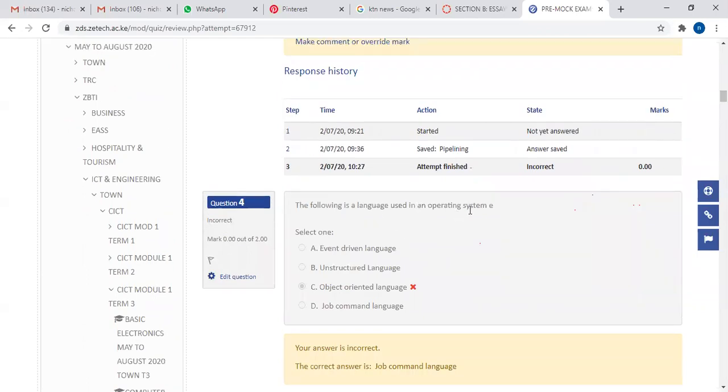The following is a language used in an operating system, except. I think here we had an omission of except. Event-driven language and structured language, object-oriented language. The following is a language used in an operating system. So the answer was command language because these ones are mostly used in programming: event-driven language, structured language, object-oriented language. This one is used in an operating system because we have job command language and job control language as the basic or main types of languages that we have within an operating system. So it was supposed to be, the following is a language used in an operating system. That is what we expected from that question.